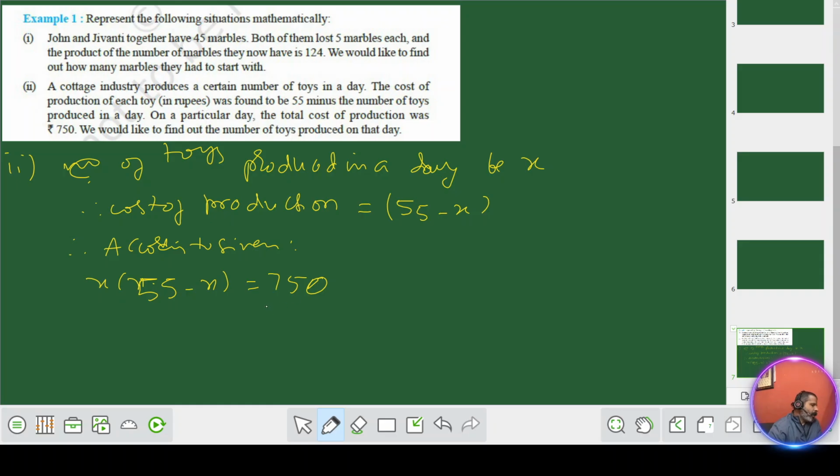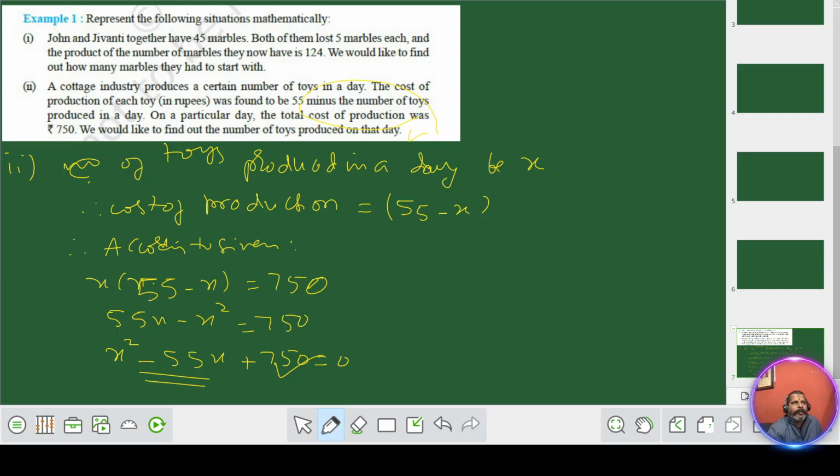Okay. Now you open the bracket: 55x minus x square is equal to 750. I'll take the left hand side elements to the right hand side. That becomes x square minus 55x plus 750 equal to 0, because 750 will be on the right hand side only. So this is the quadratic equation for this word problem. Okay. So there are several applications for quadratic equation. Once you construct a quadratic equation, upon solving it, we can answer the particular word problems.